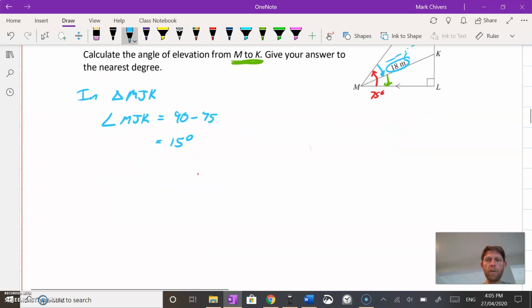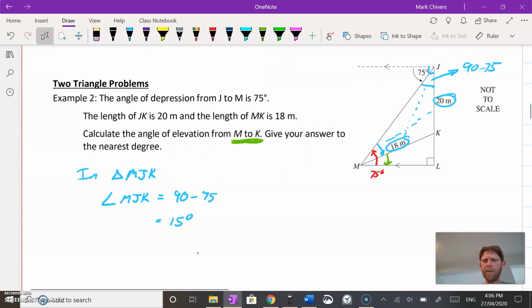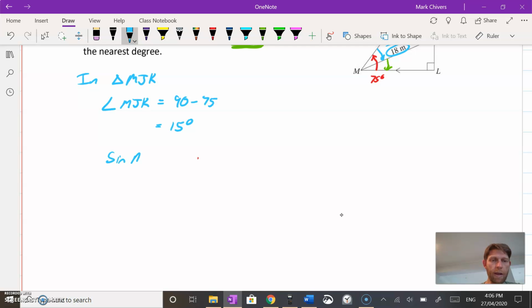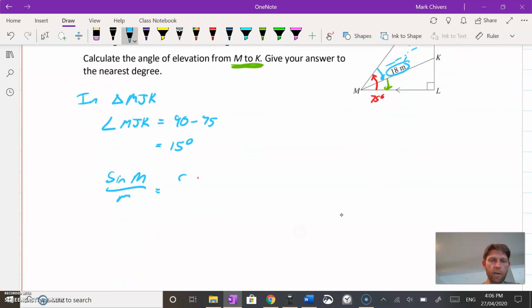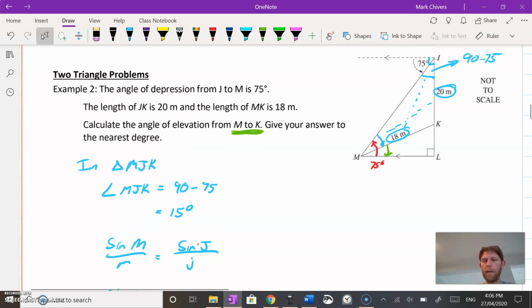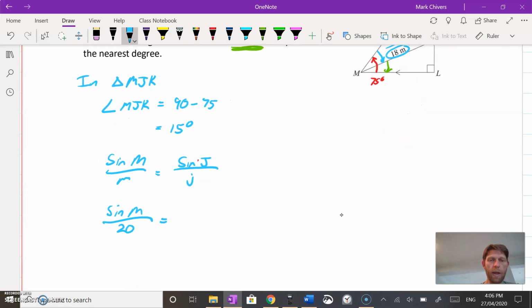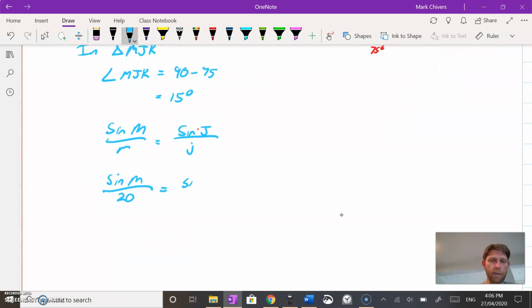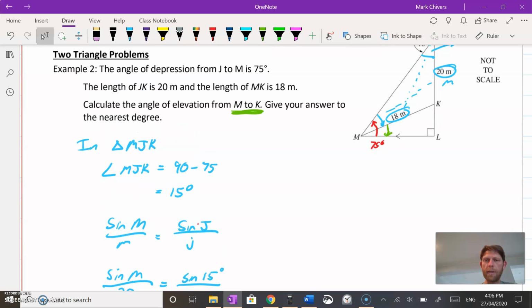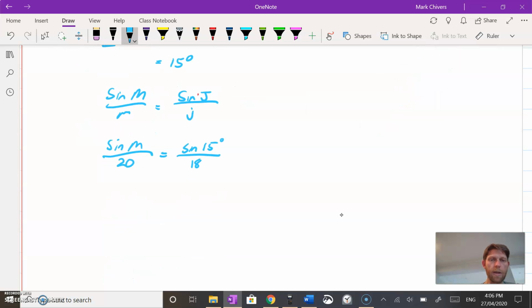Okay, once I know that, I could use the sine rule. So what am I solving for? I'm solving for sine of m. So what I'm saying is sine m over m equals, my other angle is angle J, so sine J over J. So then I just substitute in everything. Now I put sine m at the top on the left-hand side because that's the bit I don't know. But the side opposite angle m is 20 meters long, so that's a 20. And then sine J is 15 degrees, so that's going to be sine of 15 degrees equals the length of J, the side opposite that is 18 meters. So I've got that information there.